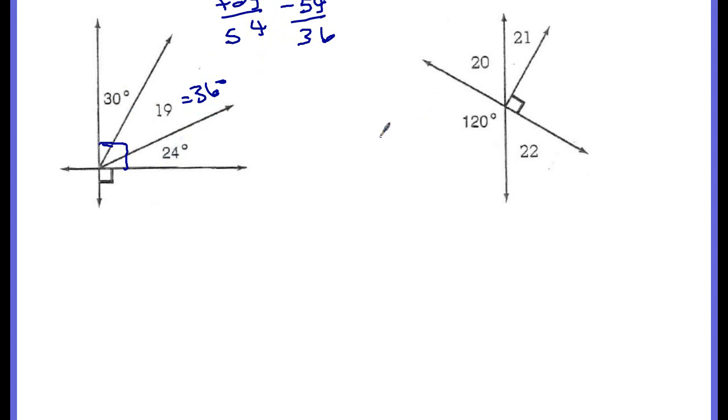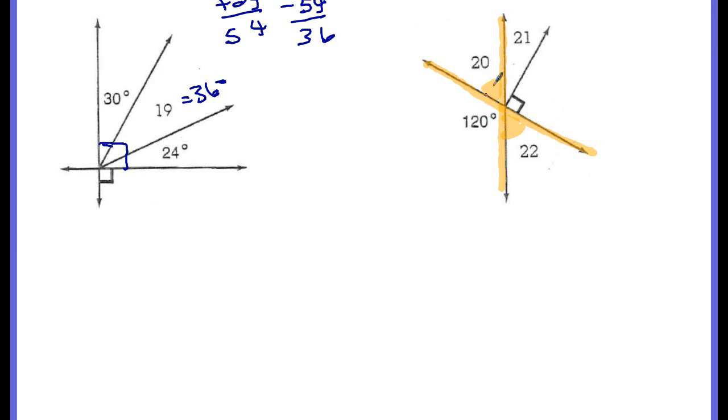Now let's do the next one together. Like I said, I think these are fun to do. Okay, I can see that I have a right angle. Now, can you tell that you also have vertical angles? Because I see an X. Do you see an X? That means angle 20 and angle 22 are congruent. They're equal because they're vertical angles.